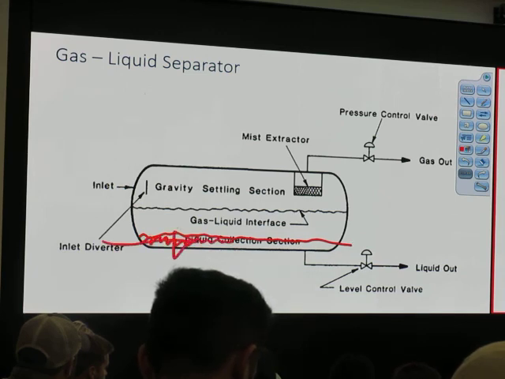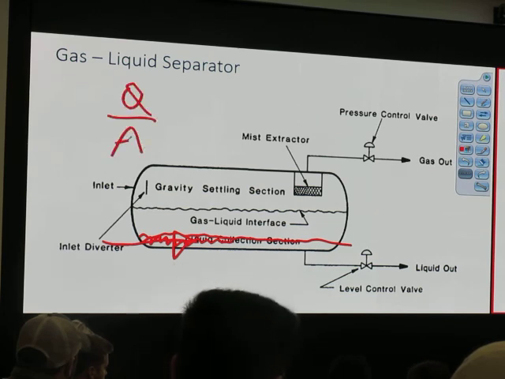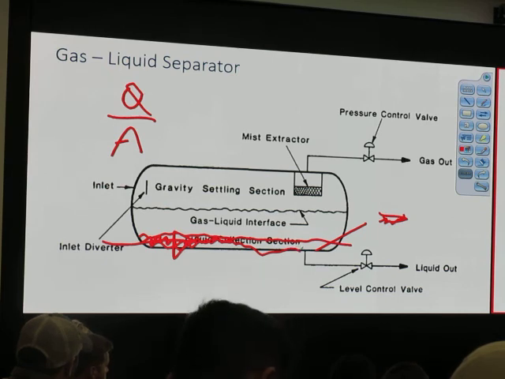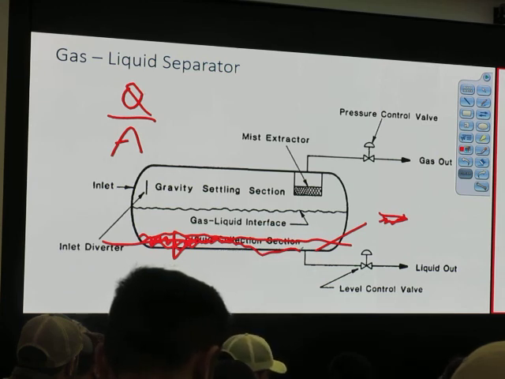Velocity in this direction is volumetric flow rate divided by cross-section area. Cross-section area is this area, that small area. So when the area is small, this flow moves very fast, very quick. So if that happens, do we have a long time for separation to occur in the liquid phase? No. So a small gas bubble will have a shorter period of time.